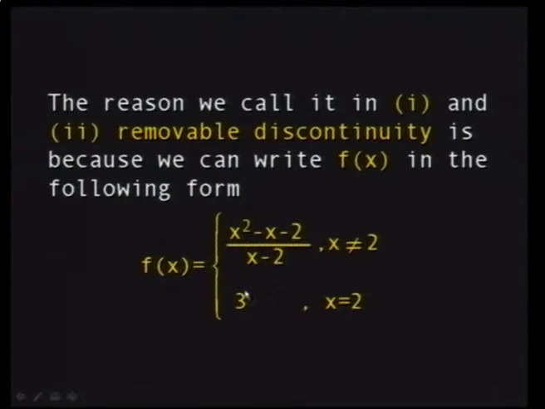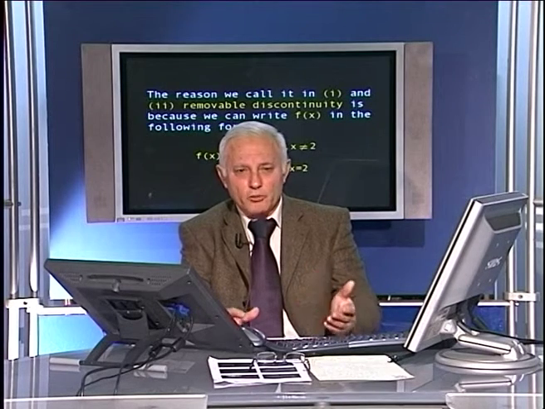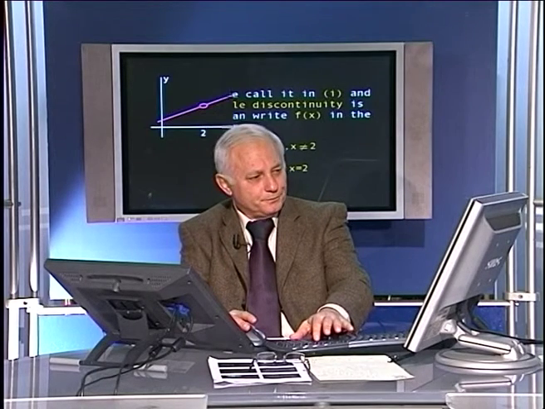So now the limit is equal to 3 and the value is equal to 3 at the point x equal to 2. So now the limit is equal to the value of the function, and therefore this function is continuous. So we call it removable discontinuity. You cure it from the discontinuity, while the other two, you cannot do that.